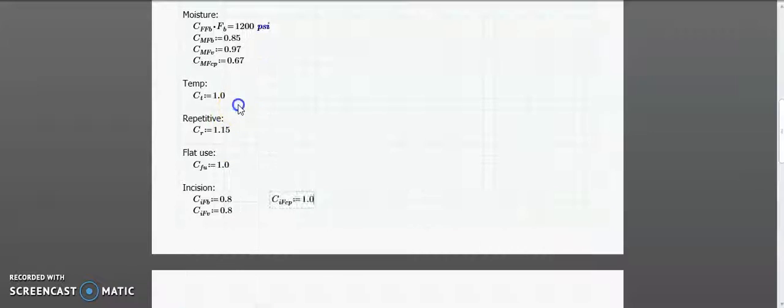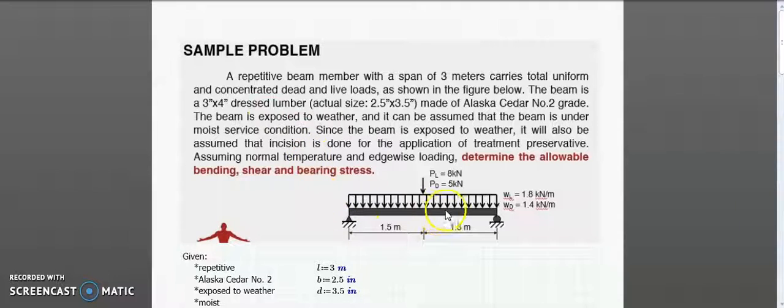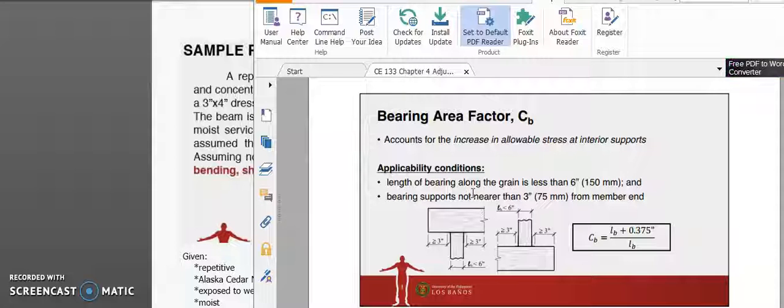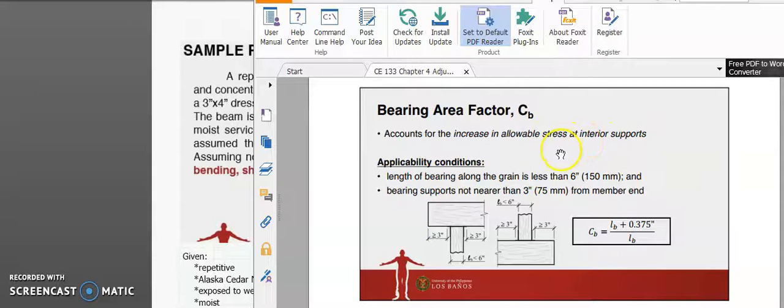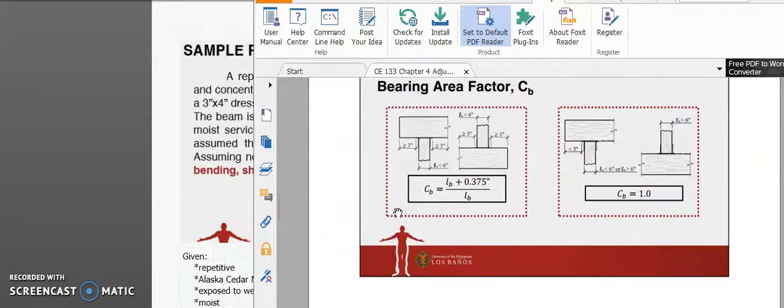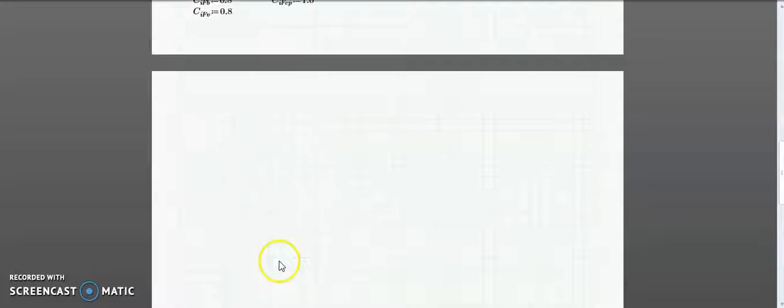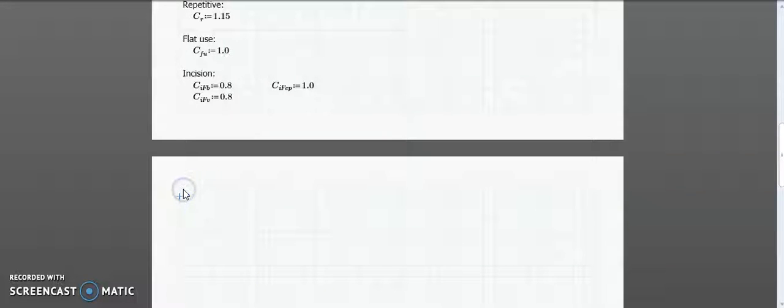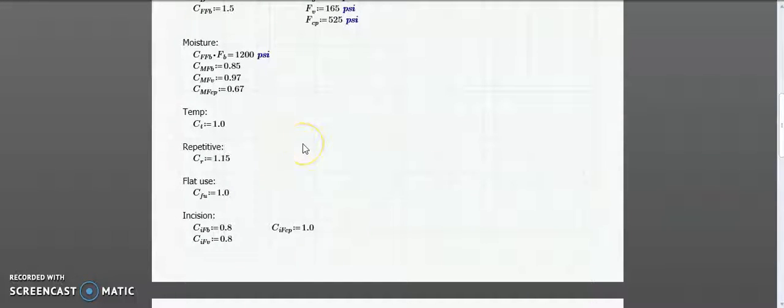Next is the bearing area factor CB. Well, from the member itself, you can observe that the supports are not interior supports. As I have mentioned in the previous video, I've emphasized that this only applies to interior supports. Therefore, CB must be equal to 1, or there is no adjustment at all. Now here in the sample problem, whenever the factor is equal to 1, I still explicitly write it. But in your exam, you can choose not to write it at all, because if it is 1, that just means that there's no adjustment needed.